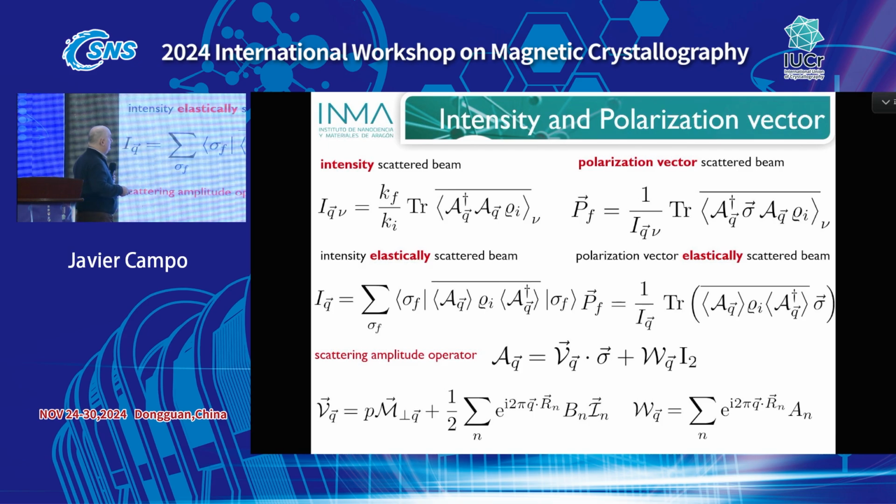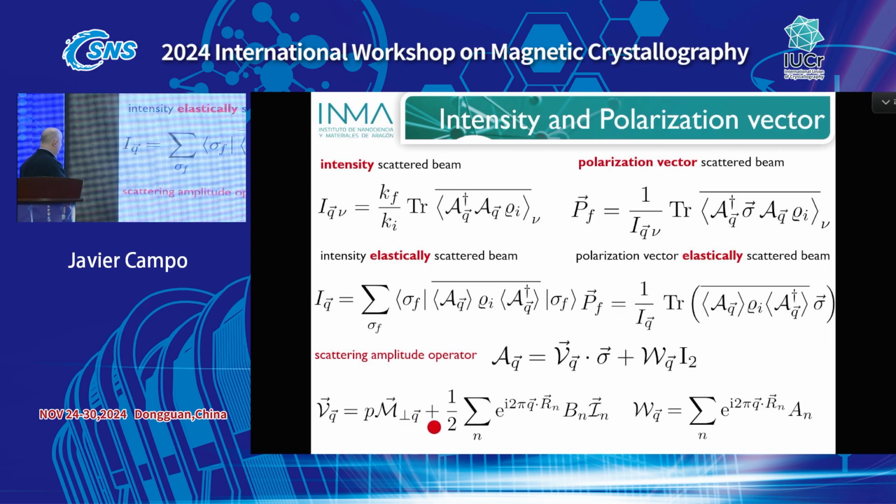And now, once we have this expression for the final polarization and for the final scattered intensity, we need to come back to the amplitude operator. And yesterday we used only the nuclear part. The nuclear part is this part that is related with the amplitude, with the scattering length, plus this part that we didn't consider yesterday, and today neither, the magnetic part, which is here.